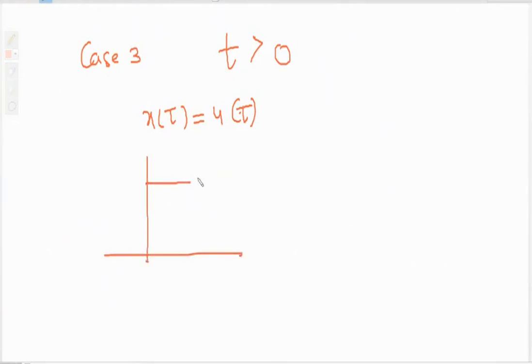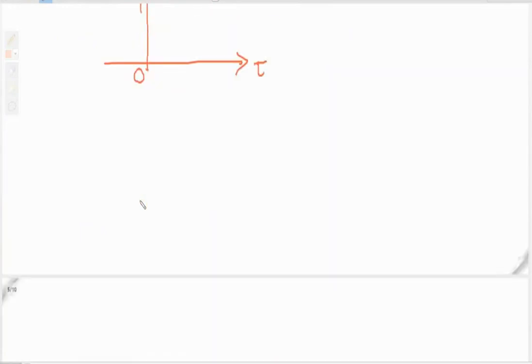Case number 3, t greater than 0. What is x of tau? x of tau is u of tau. The sketch remains as in the previous two cases. x of tau, right? x of tau, not t. Don't get confused with t and tau. So this is x of tau, and x of tau is u of tau. This is the sketch of x of tau, the same standard unit step signal with origin here. Amplitude is 1.